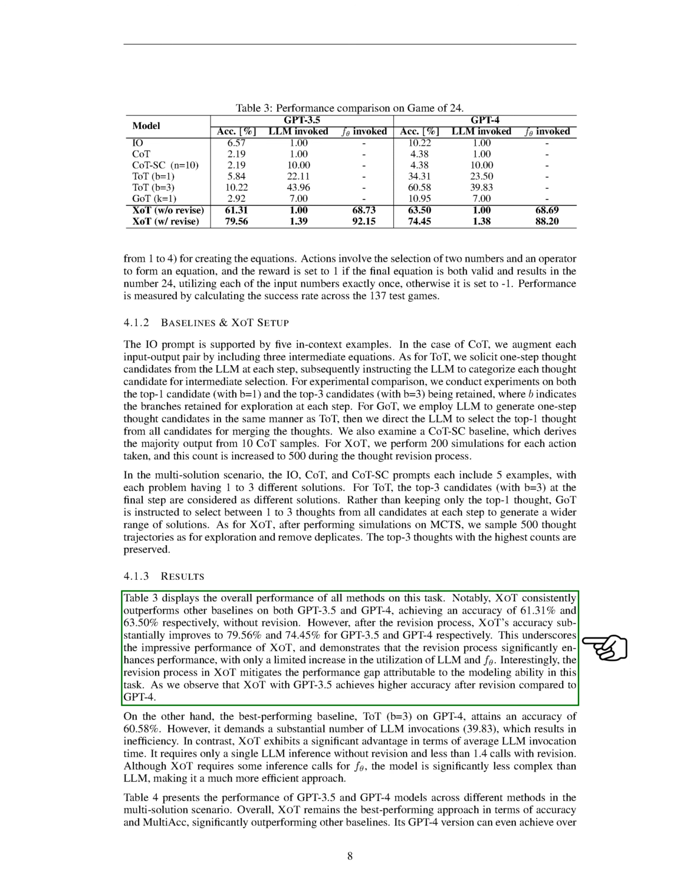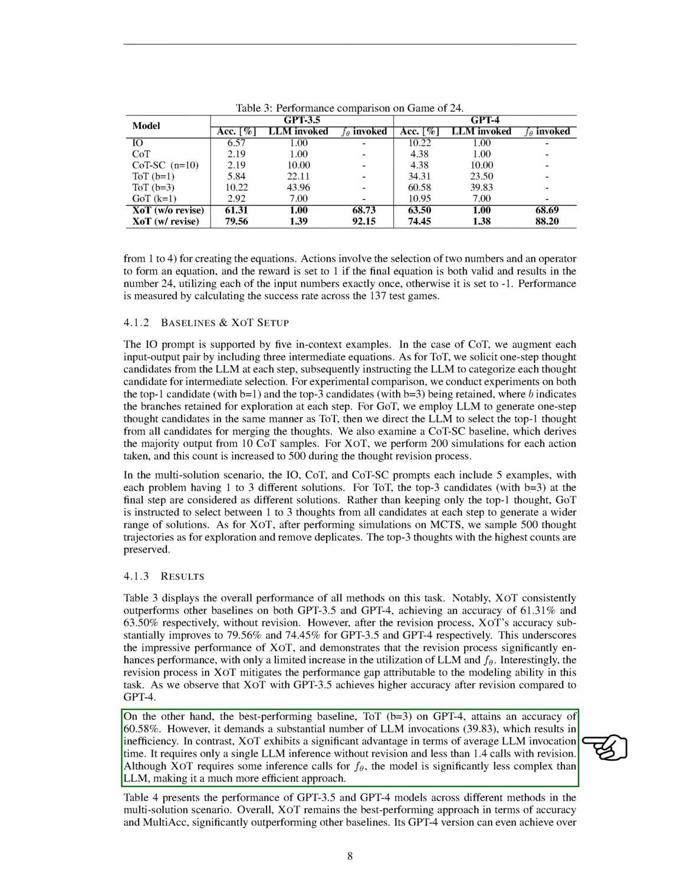slight increase in the use of LLM and the function denoted as f_theta. Interestingly, the revision process in XOT reduces the performance gap caused by the modeling ability in this task. For instance, XOT with GPT 3.5 achieves higher accuracy after revision compared to GPT 4. On the other hand, the best performing baseline, TOT, B=3, on GPT 4, achieves an accuracy of 60.58%.